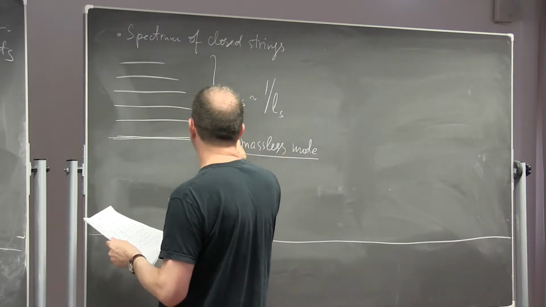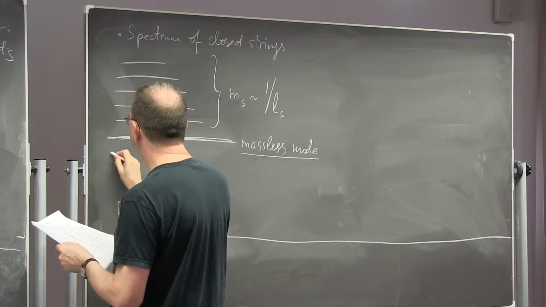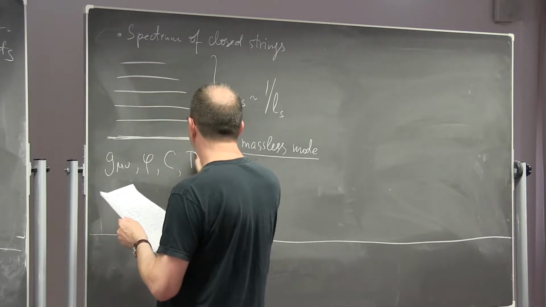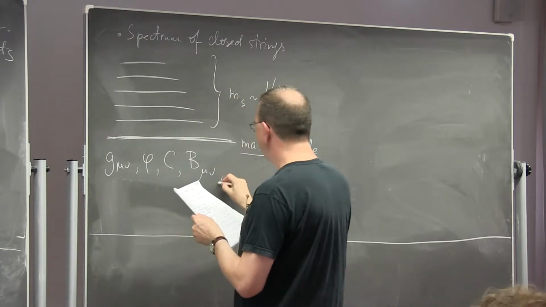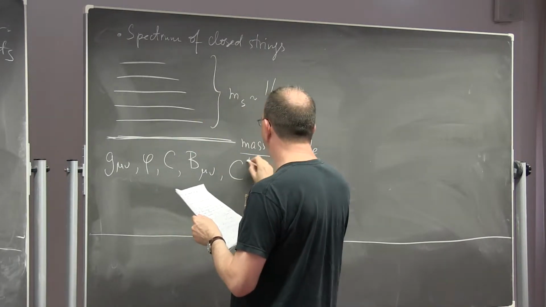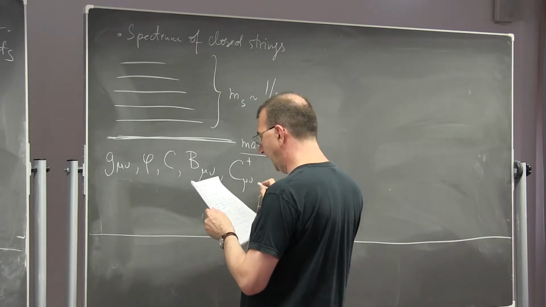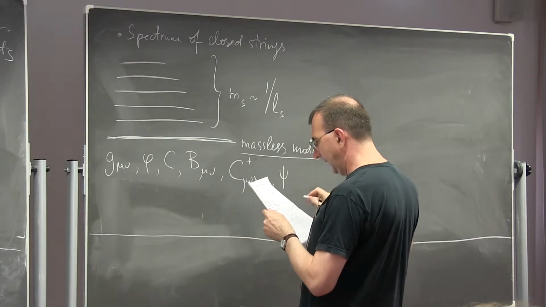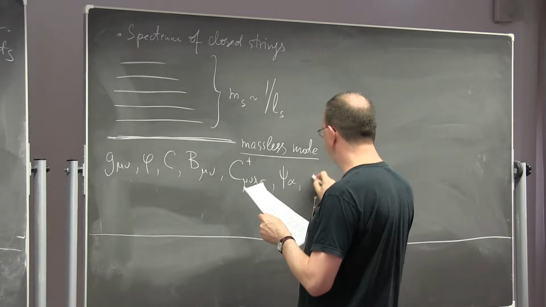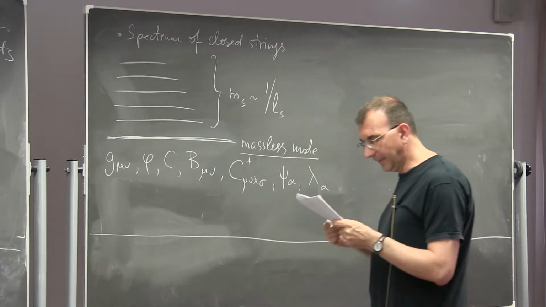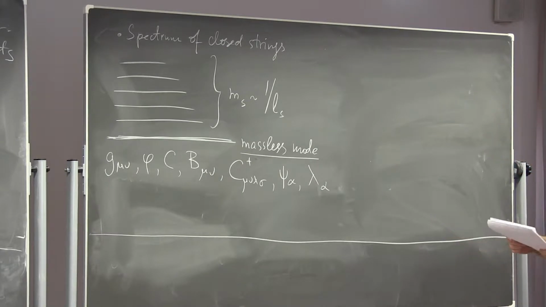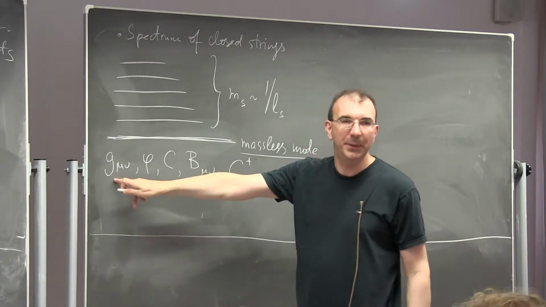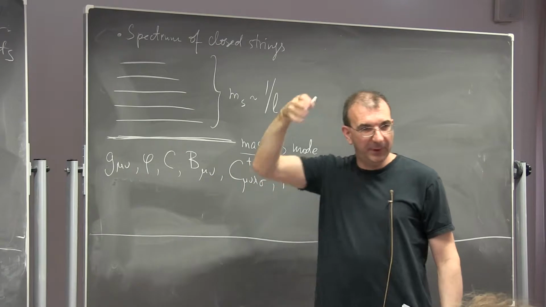The fields involved in the massless spectrum for closed strings include G mu nu, then a scalar field, then a pseudoscalar field, then a two-form B mu nu, and then a 4-form with a certain additional condition, which I won't specify. And then there are fermions, and there are different types of fermions. We don't really need to specify what they are. So this spectrum contains the symmetric field G mu nu, which will be identified with a graviton.